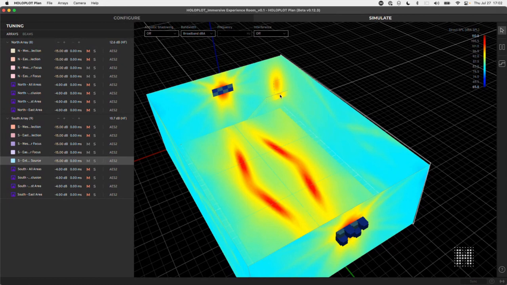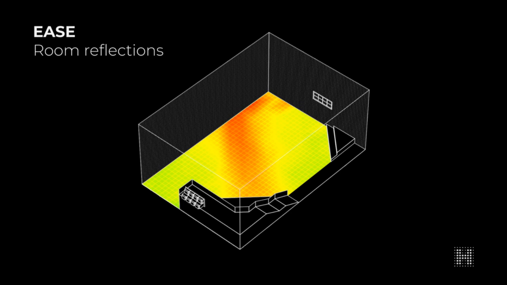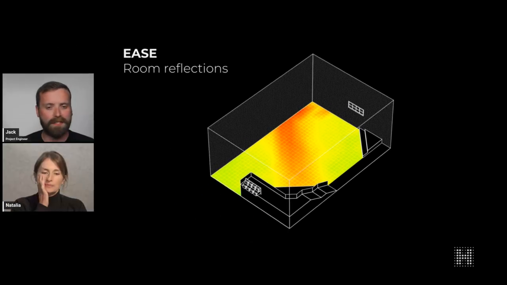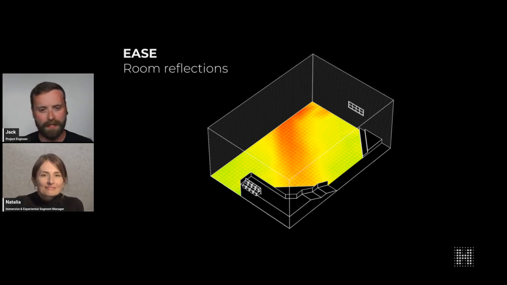But I mentioned the reflections, and how do we validate those, considering we're just looking at the direct SPL? Before we get into the space, how do we know how they're going to perform? Well, with HOLOPLOT Plan, we're able to export each one of our beams for the arrays as EASE configuration files. We can take those into closed room modeling and really understand how these reflections are going to perform. This is an example from a study I completed for Lightroom. Here we're looking at the total SPL within the space from an EASE model, and you can see how the reflection is coming back into the space. So we're able to validate those using closed room modeling.